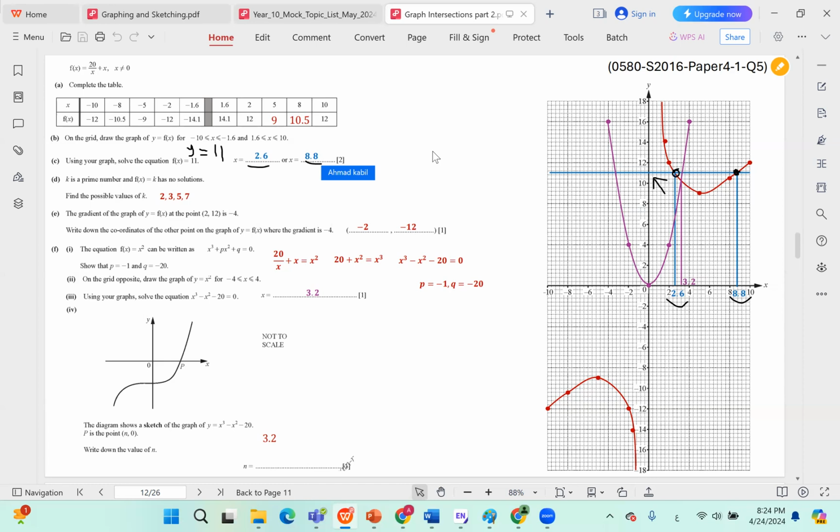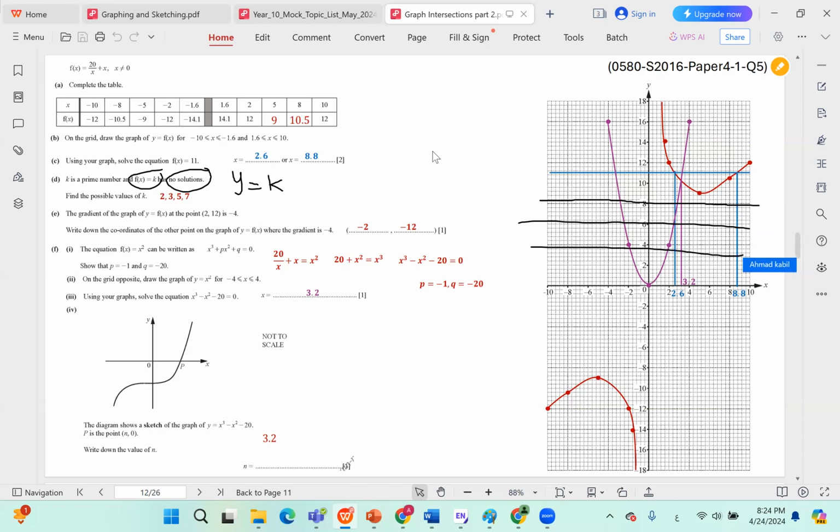For question D, we are told k is a prime number and f of x equals k has no solution. Find the possible values of k. So f of x equals k means that we are drawing a horizontal line y equals k. No solution means that it does not cut the red graph at all. So we want to draw horizontal lines that do not cut the red graph. And of course, there are a lot of them. We can draw many different lines like this. All of these would not be cutting the red graph at all.